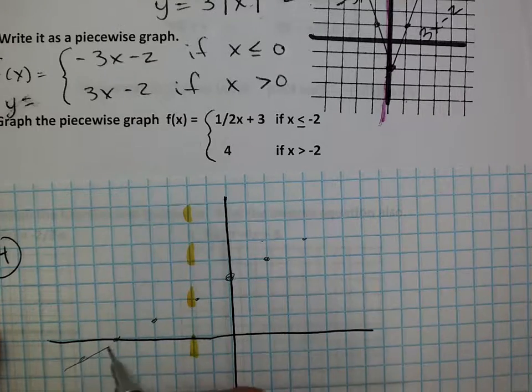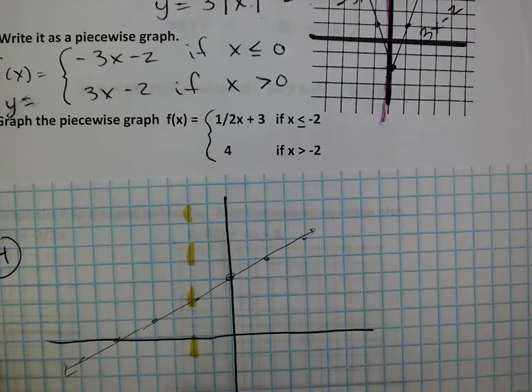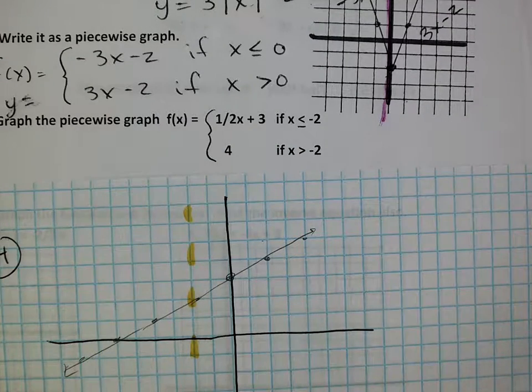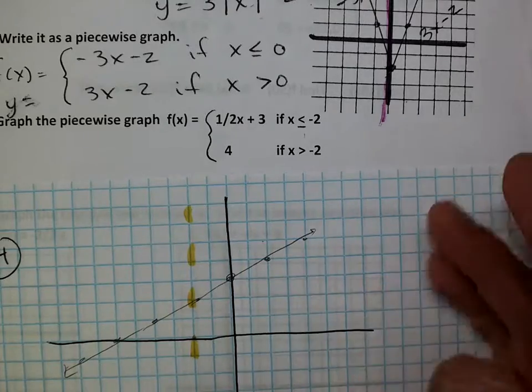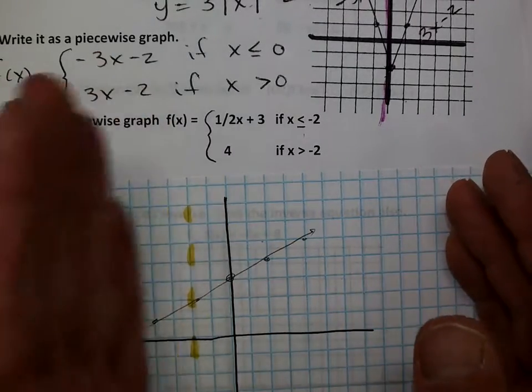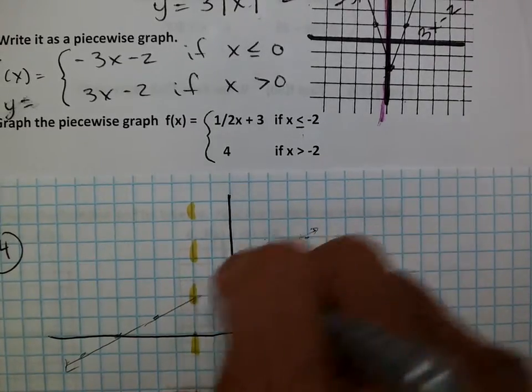Okay. Here's my line, but I don't want all of this line. I only want a piece of it, called a piecewise graph. So what I'm going to do is keep the piece that is less than or equal to -2. So I keep the left-hand side of this graph. I'm going to erase all the rest of this.